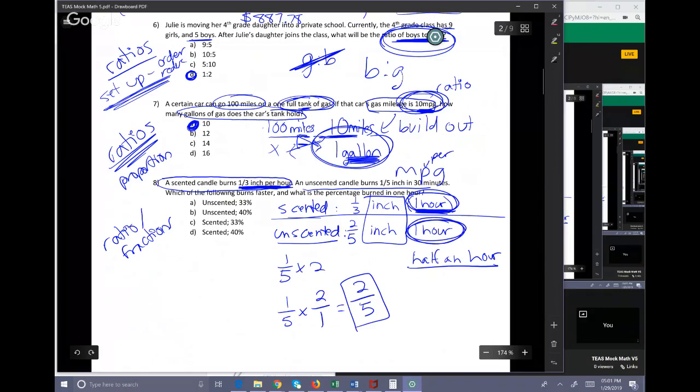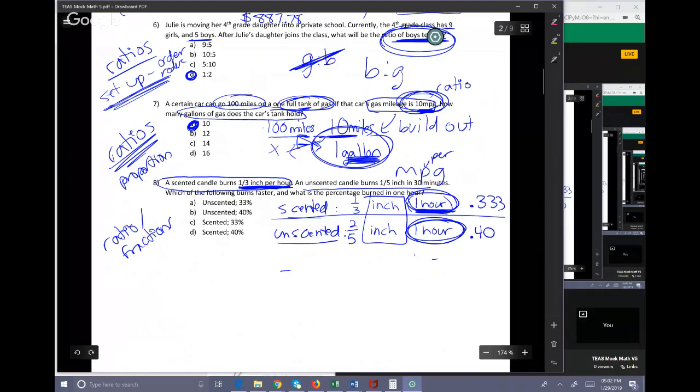Now I have the same time standard applied to both of them, so I can much more easily tell which one is faster or slower. A lot of you probably decided to change these into a decimal format, and if you did, 1/3 is 0.333 repeating, and 2/5 is 0.40. If we're talking about how much gets burned in an hour, burning 40% in an hour versus 33 would be the one that's faster.